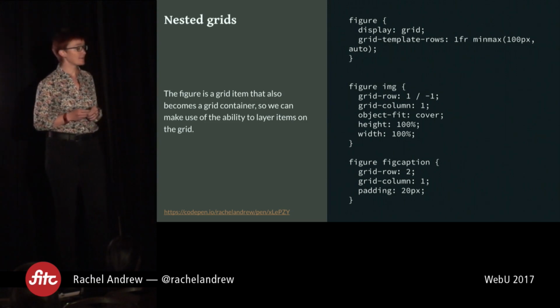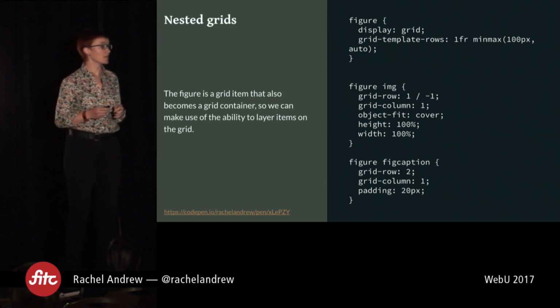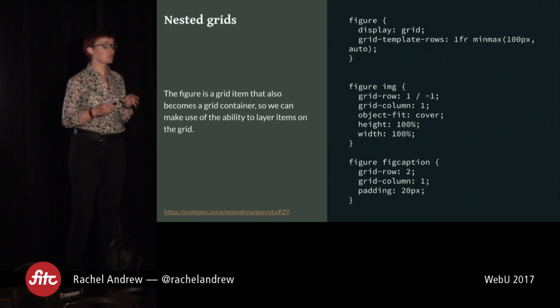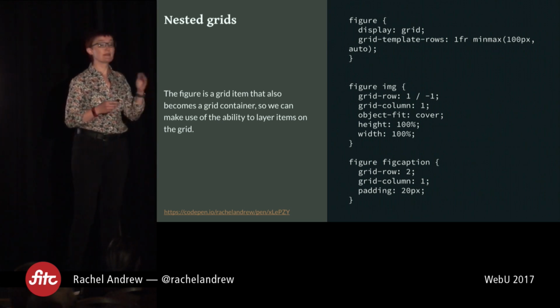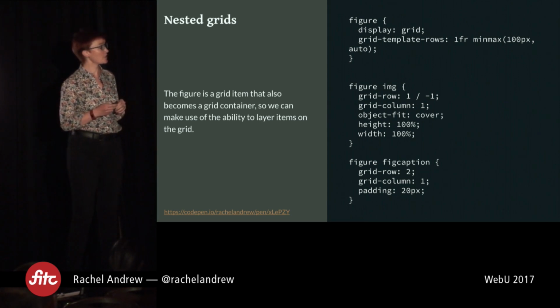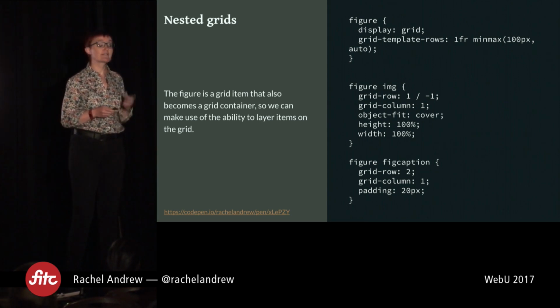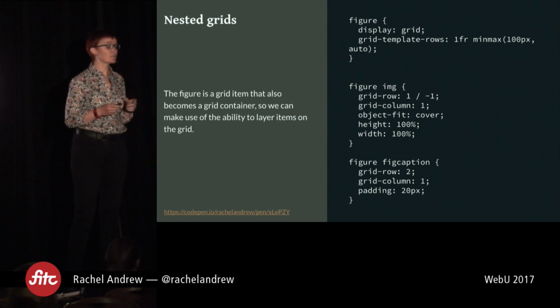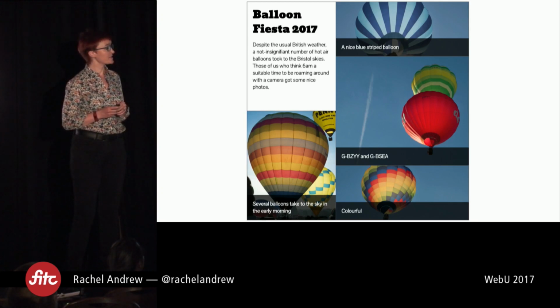I could use exactly the same technique to add a caption. I've made the figure actually a 2-row track grid and caused the image to span over 2 rows, and then placed the caption in row 2 so it overlays the image. I've given that caption a minimum height of 100 pixels and once again a max of auto, which gives us this.